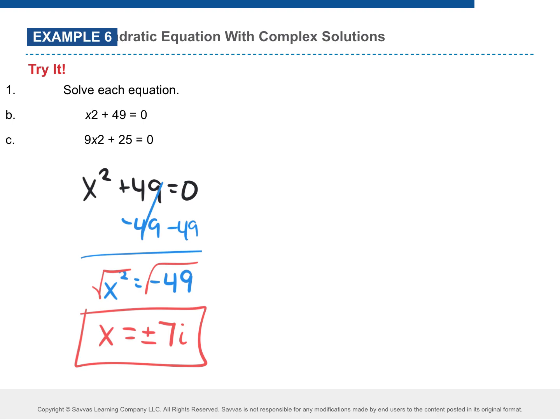Do you mind if we write it like that, like the positive, negative? You can write it like that. You mean write x equals 7i and x equals negative 7i? I'm cool with that, positive, negative. Okay, let's talk about part B.